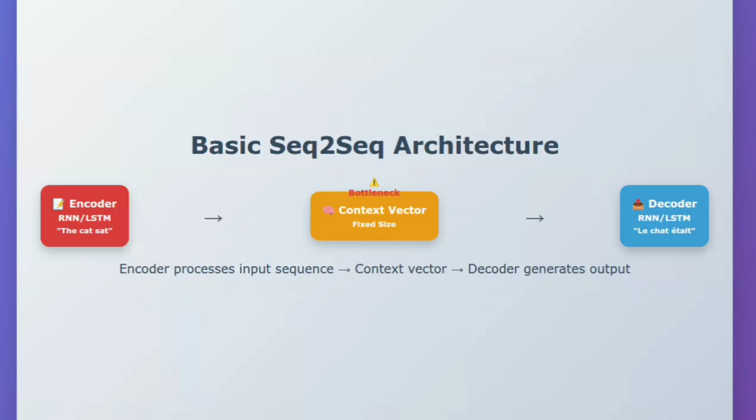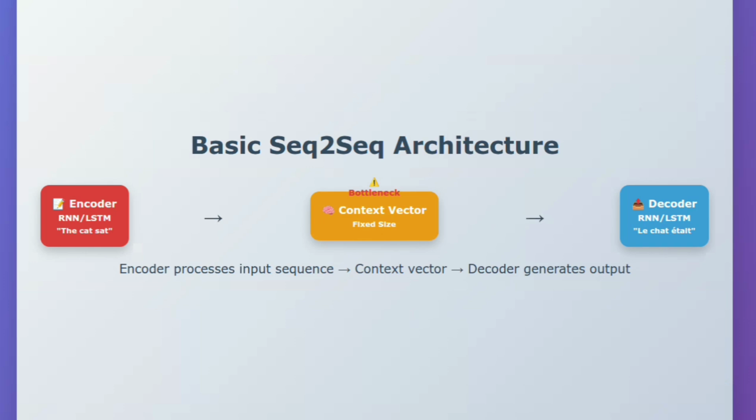A basic sequence-to-sequence model consists of two main parts, an encoder and a decoder, both typically built using RNNs or LSTMs. The encoder reads the input sequence, for example an English sentence, word by word, and processes it to capture its meaning into a fixed-size context vector, or thought vector.